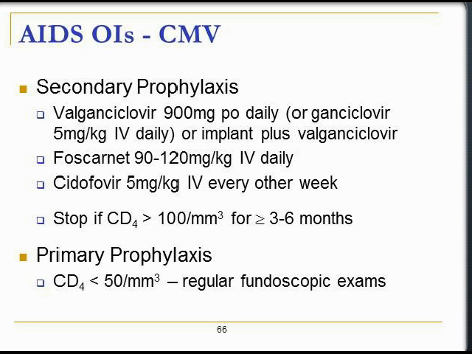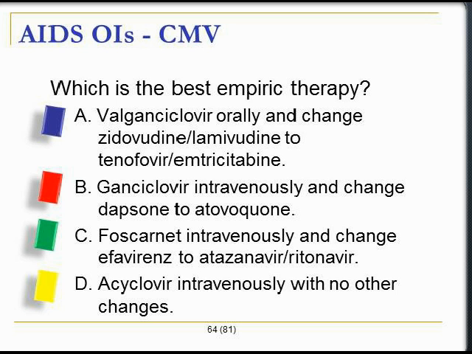Secondary prophylaxis also must be used once you've treated the patient with one of the same three options, valganciclovir more commonly used. And again, the rule is stop if the CD4 count is greater than 100 for greater than 3 months. So most of the stopping is greater than 3 months. There's a few that are 6 months, but most are greater than 3 months. Most are greater than 100 except for PCP, which is greater than 200. And then primary prophylaxis is just those regular exams, which I mentioned before.